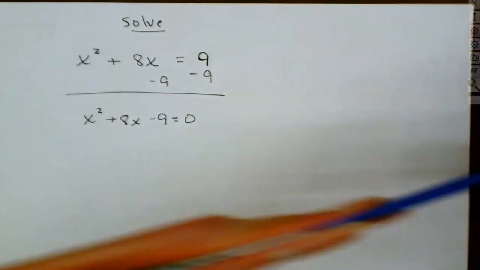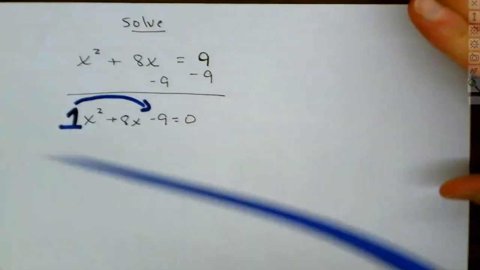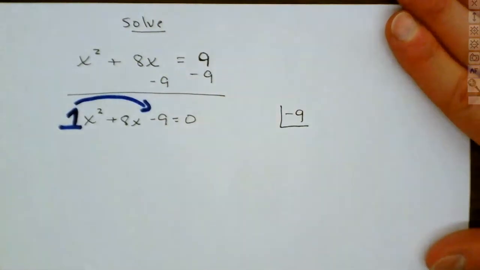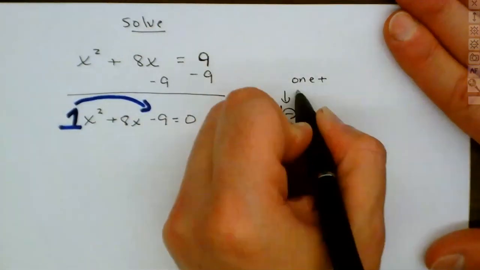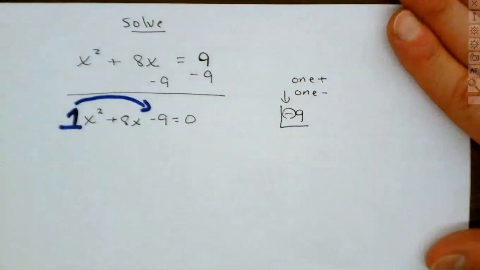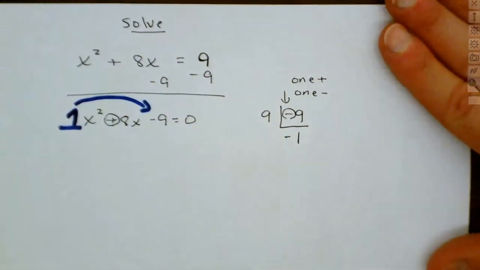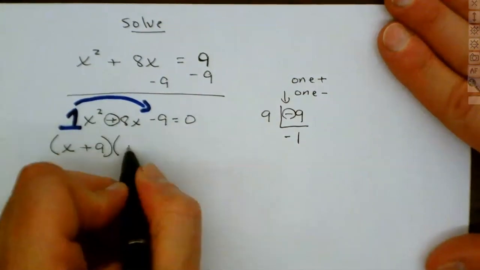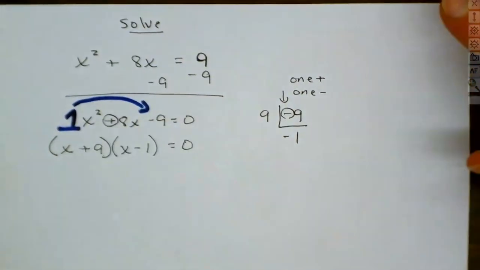First times the last, there's a 1 here. Okay, so first times the last, that makes it a negative 9. And remember, we took our exam over this last week. We have a negative here. So what does that tell you about the signs? Well, that tells you that one of them is positive and one of them is negative. Sign in the middle is positive. So we need a positive 9 and a negative 1, right? We can jump to our factors. So we have x plus 9, x minus 1, and it equals 0. It has to equal 0.